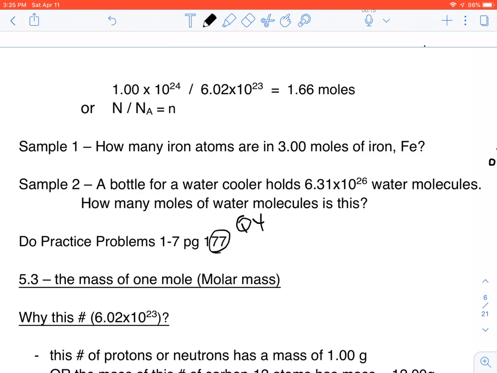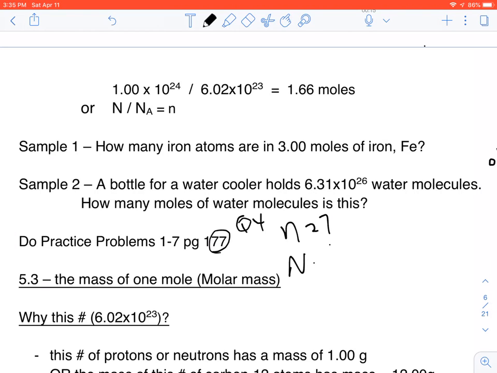From page 177. It says you have a Canadian nickel. It contains 8.13 times 10 to the 20th atoms of nickel, the element nickel, along with other metals. How many moles of nickel are in a Canadian nickel? Right, so it's asking me to calculate the number of moles. Number of moles, remember, is little n.